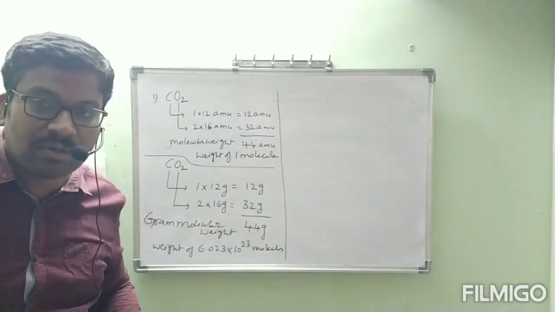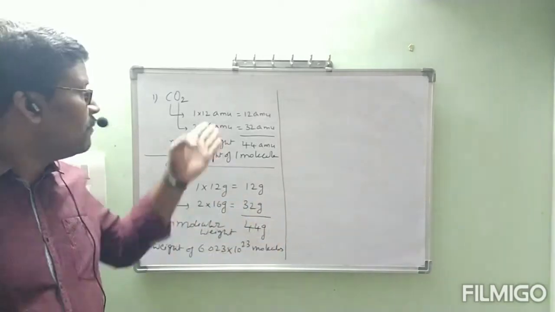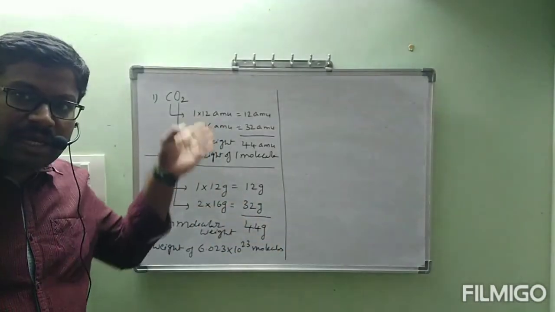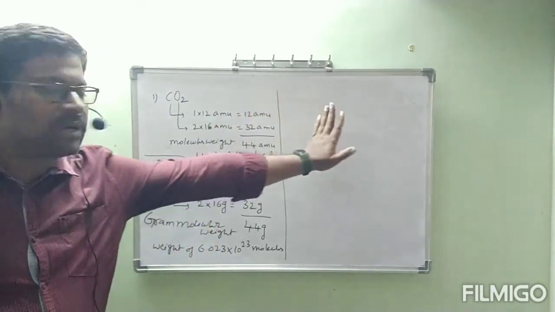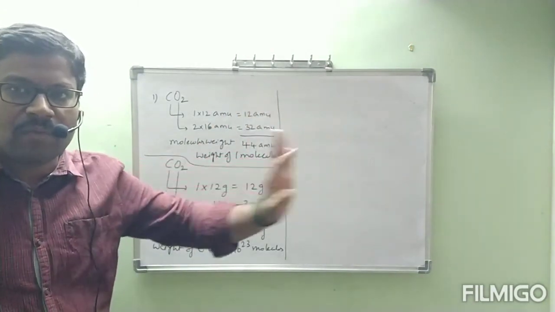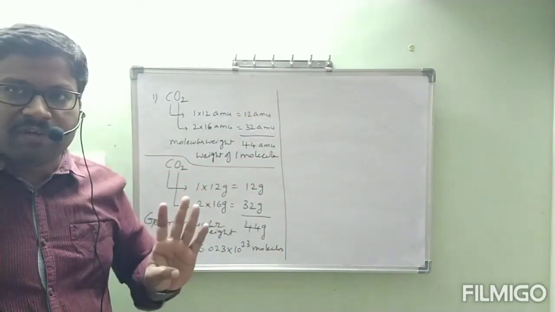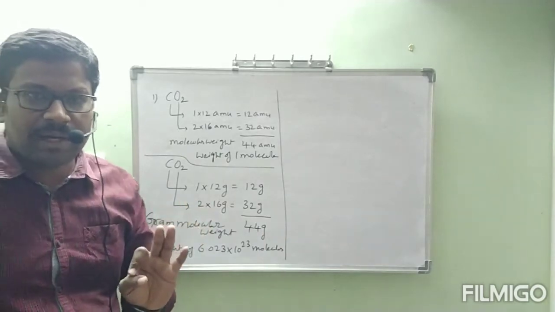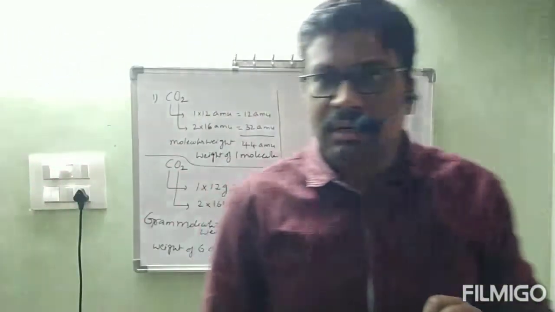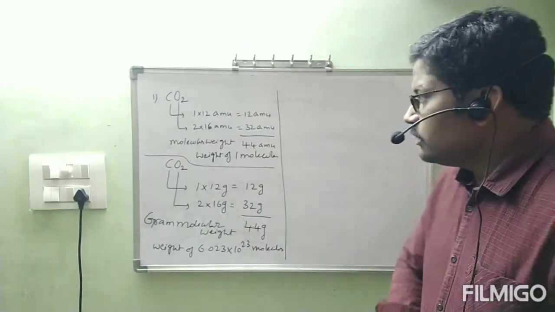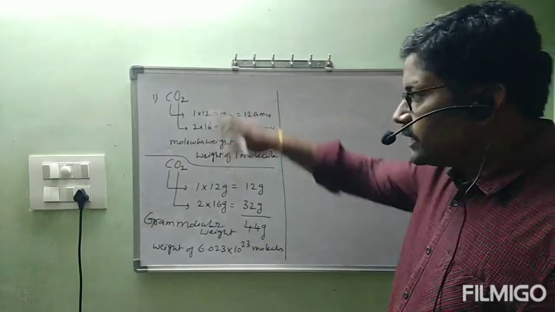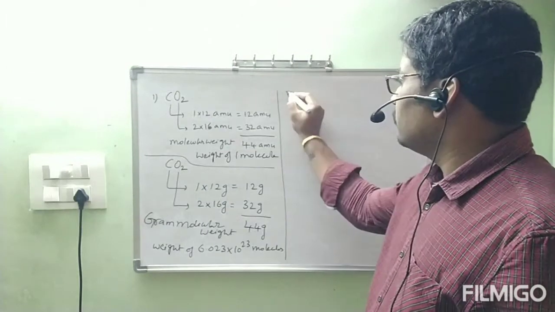Already we have seen that example. To understand the difference between molecular weight and gram molecular weight clearly, I wrote it here. One more example I will write here. By that we will end up with these 4 definitions: atomic weight, gram atomic weight, molecular weight and gram molecular weight. Are you clear? Let us continue. One more example like this. Okay, second one.